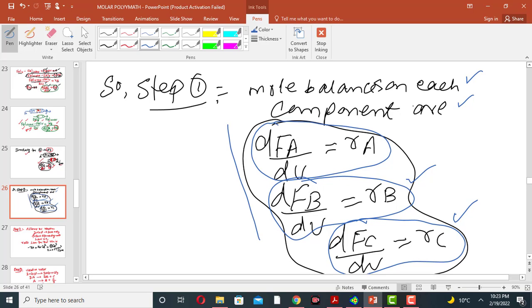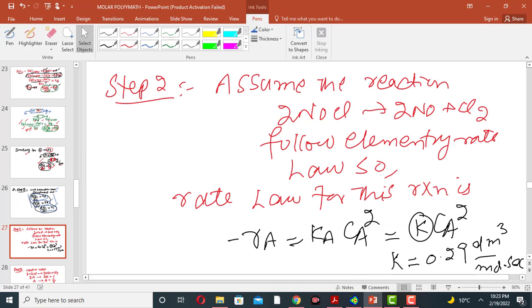So this is the mole balance on three components: component A, component B, component C. Now, what is the second step? Come to second. Assume that this reaction, which we have already discussed, follows an elementary rate law. Elementary reactions are those reactions whose stoichiometric coefficients can be written as the order of reaction.